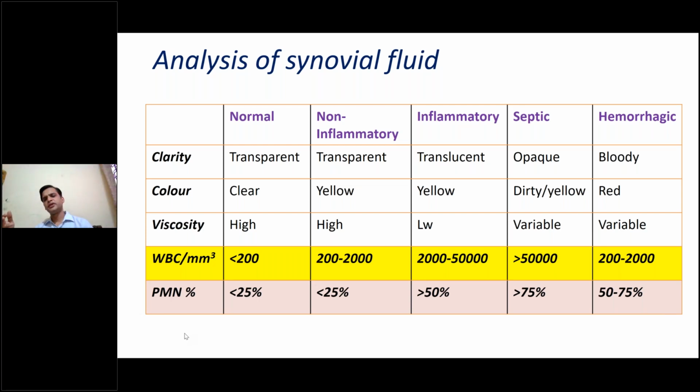In case of septic arthritis, the number of WBC cells and PMN cells will be very high, exponentially. The color of the septic arthritis fluid may sometimes be clear, and it may be dirty or yellow. It is not necessary that it will classically be seen as the thick yellow purulent pus. And in case of hemorrhagic joint effusion, it will mimic blood.